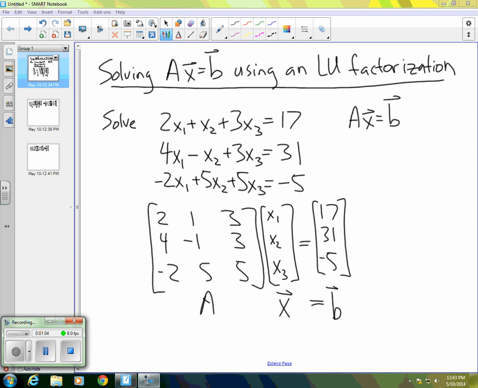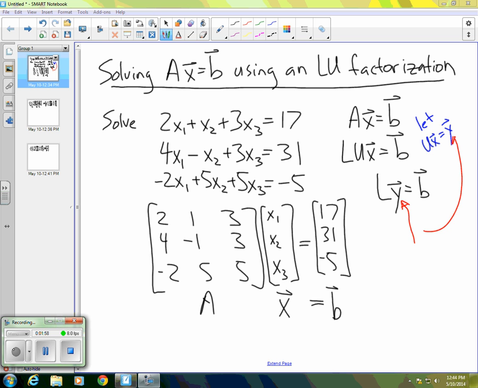Now, the idea behind using an LU factorization is this. If we can take the matrix A and factor it into an L times a U, then we have L times U times X equals B. If we let U times X equal some unknown vector Y, then this becomes L times Y equals B. We know L and U, those come from our factorization. We know what B is, so we can solve for Y here. Once we obtain Y, we can put it in the other equation and solve for X, which is our ultimate goal.